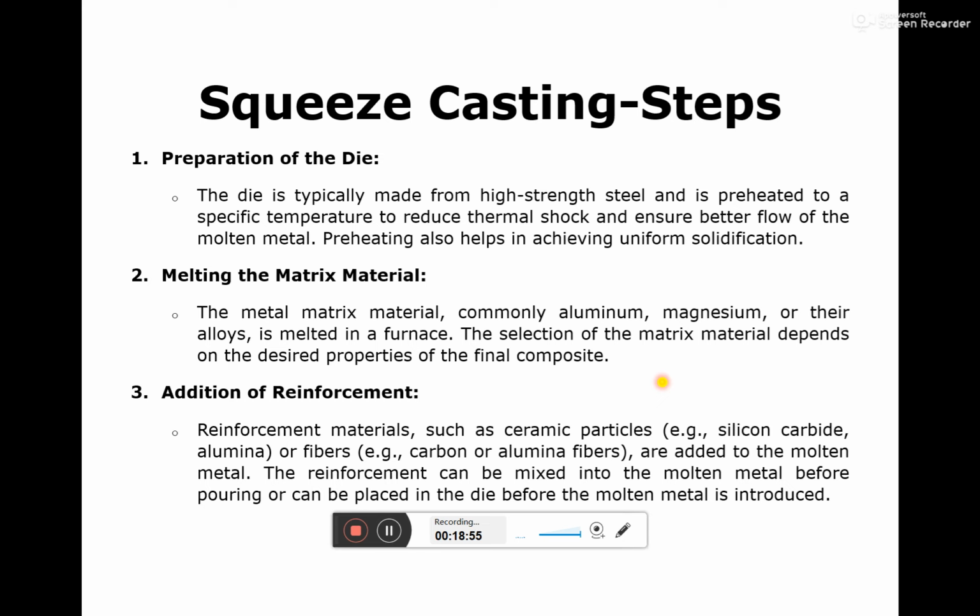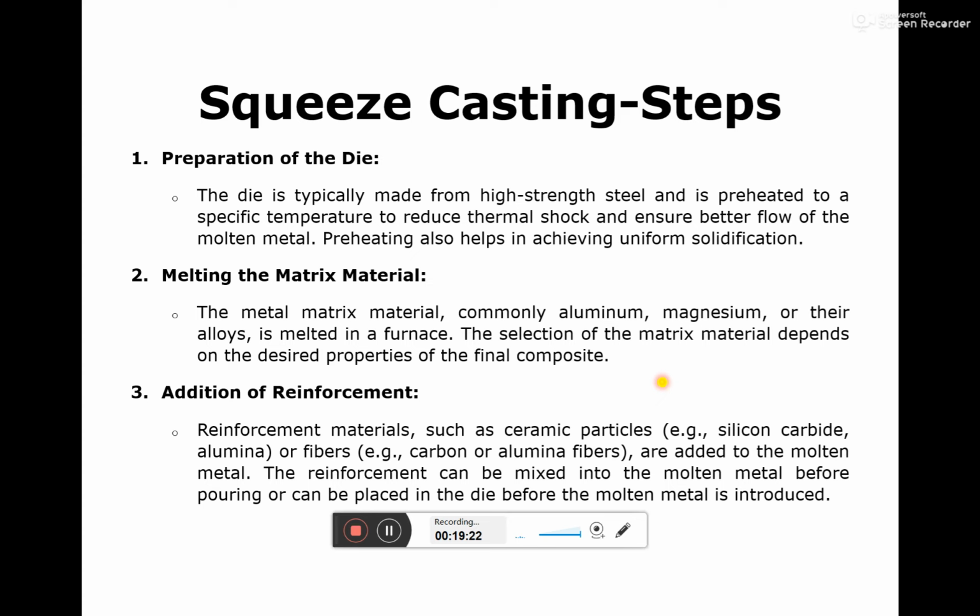Whatever the requirements, dimensions, and what type of product we are going to manufacture, based on that we can prepare the die, and most probably you can use high strength steel as the die material. In most cases you can even preheat the die also. And after that, melting the metal matrix material.